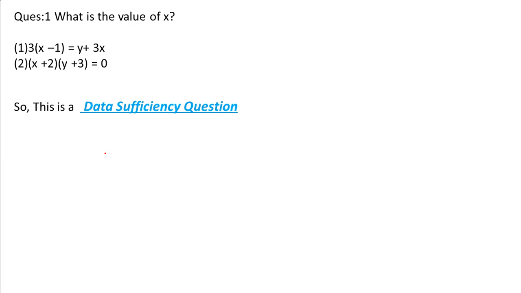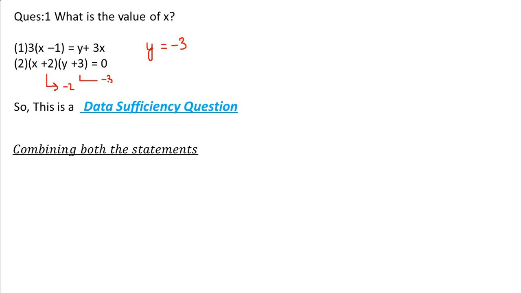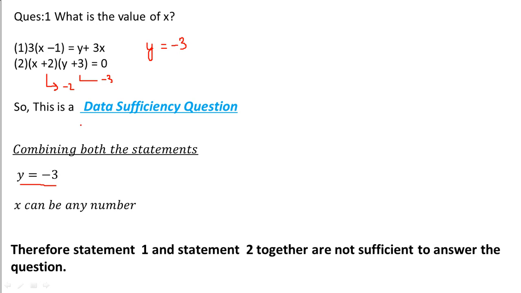Now, let us combine the statements. Combining the statements, I get y is equal to minus 3 by the first statement and the second says either x is equal to minus 2 or y is equal to minus 3. So when I combine the statements, I come out with y is equal to minus 3 and again x can take any value on the number line. Therefore, even while I combine the statements, I cannot answer the question. Therefore, statement 1 and statement 2 together are not sufficient to answer the question.